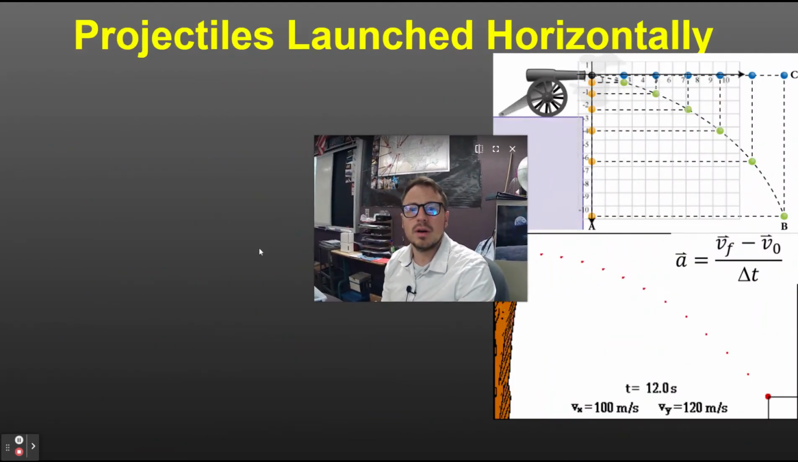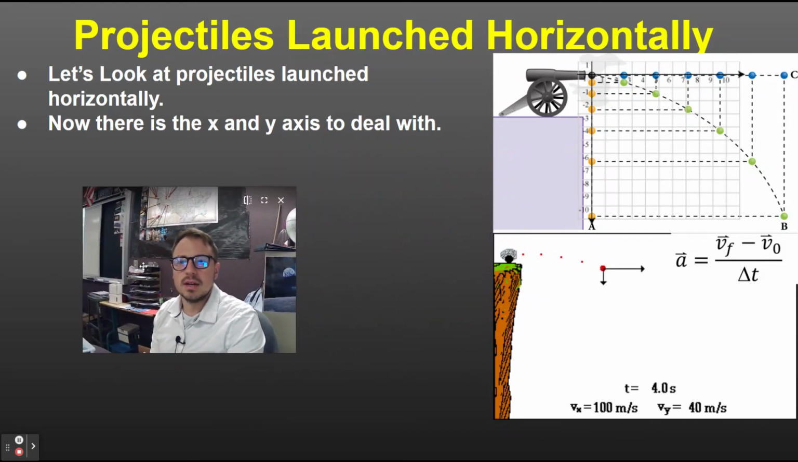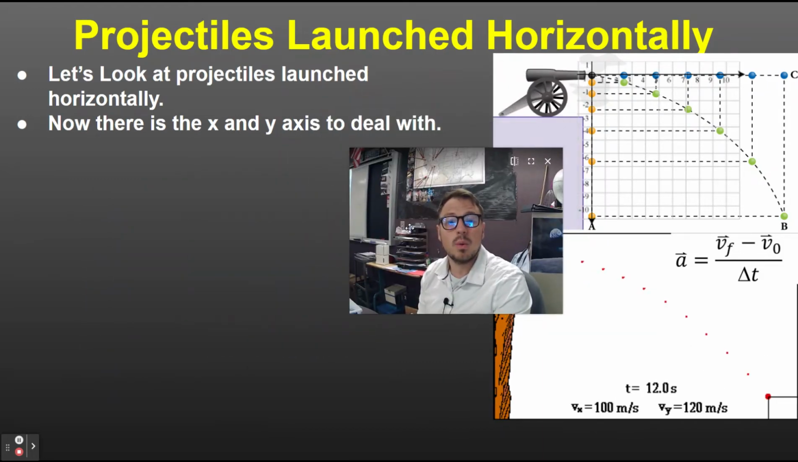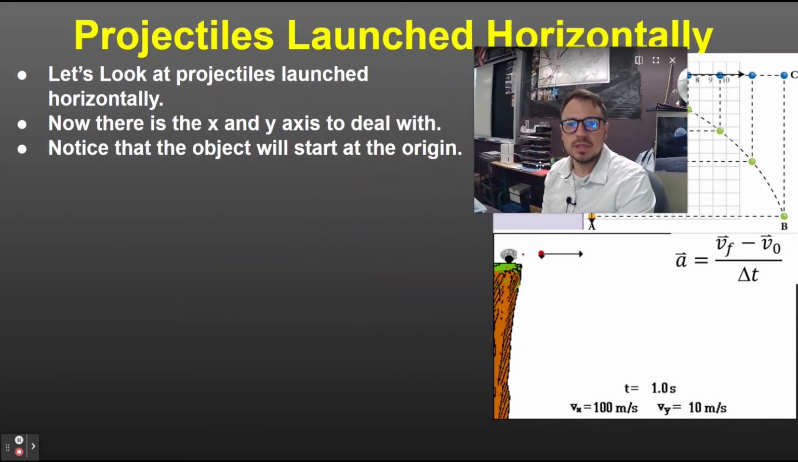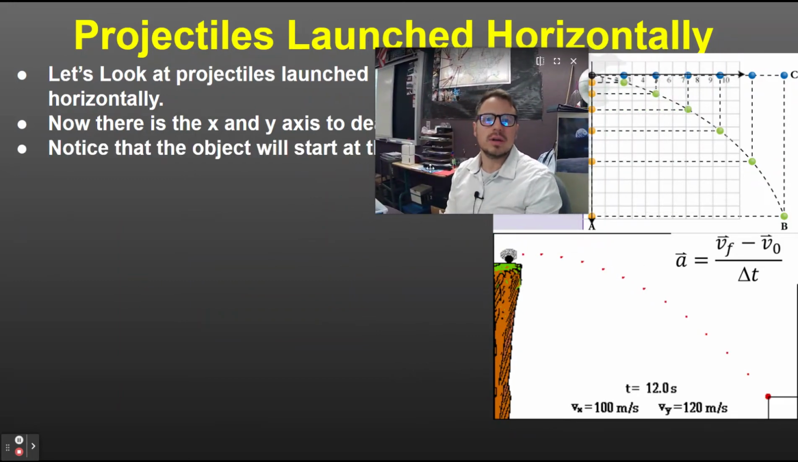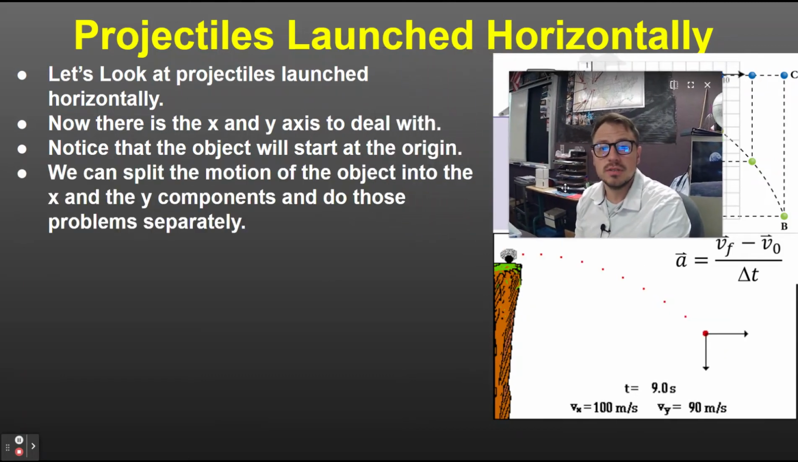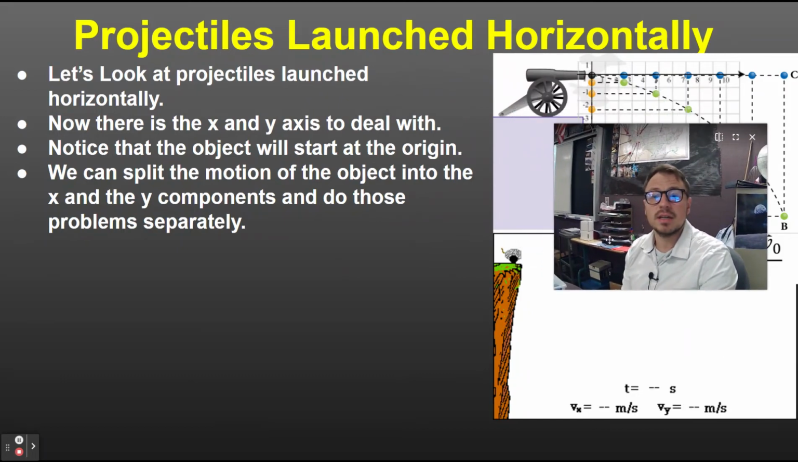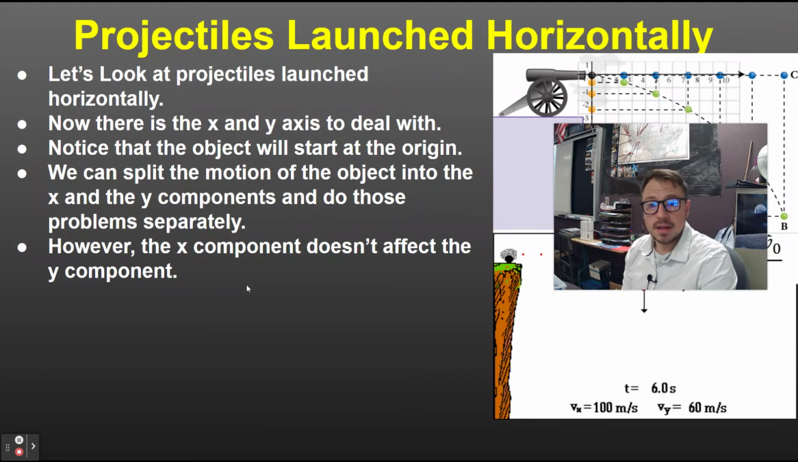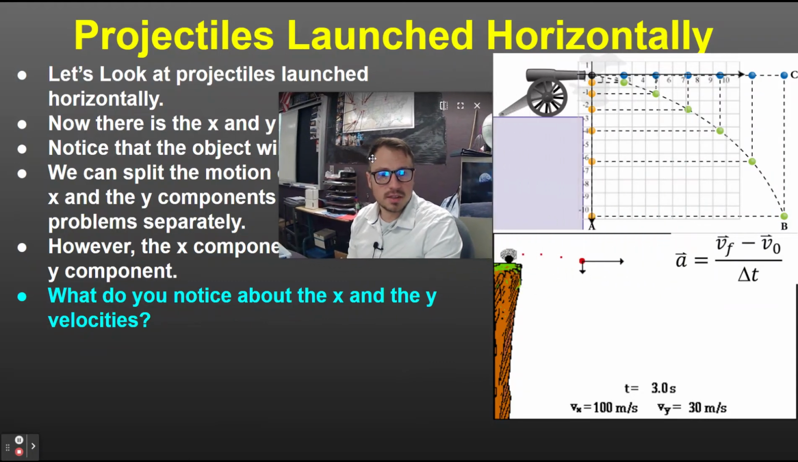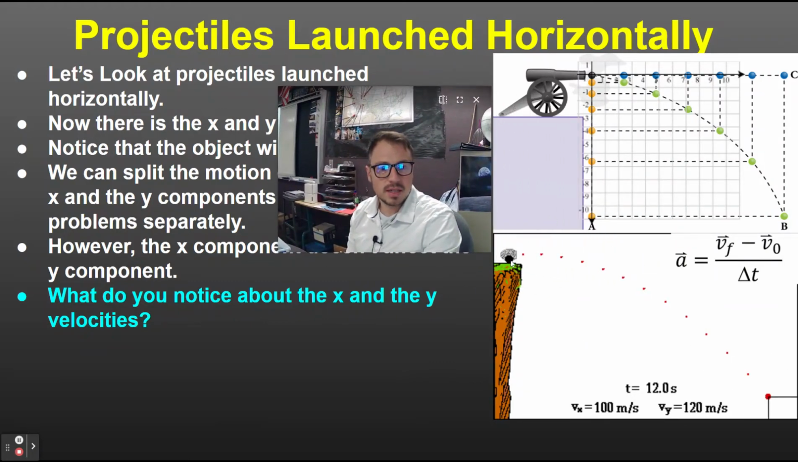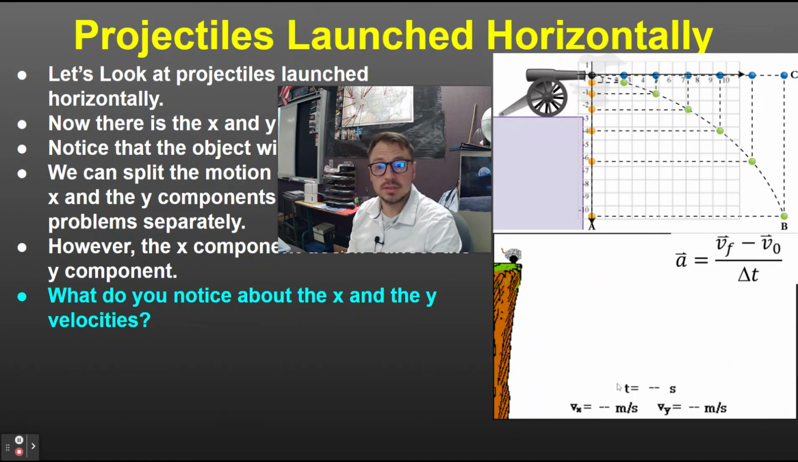So let's take a look at what all this means, right? When we're looking at horizontally launched projectiles, we have the x and the y axis to deal with. The object will start at the origin, right? Mathematically, it'll work out no matter where you place the origin, but I'm going to place it where it originates. Now we can split the motion of this object into the x and the y components and do those problems separately. Now the x component doesn't affect the y component. If we take a look at this graphic down here, you'll notice that as it's launching, if we look at the x and the y velocities, the velocity in the x direction doesn't change. The velocity in the y direction does.